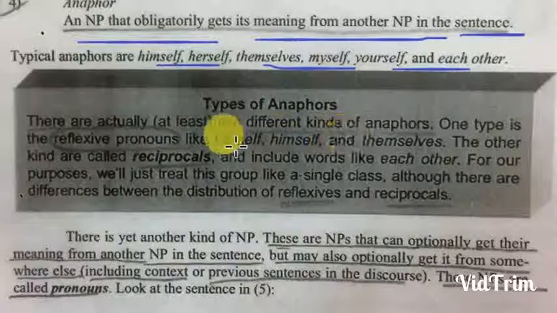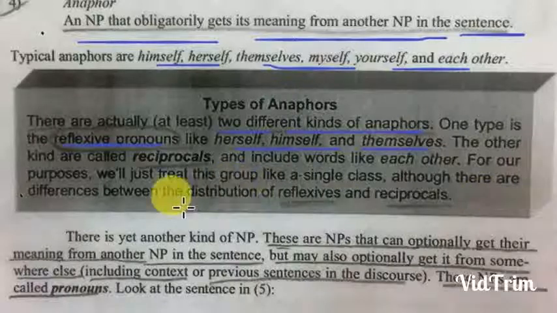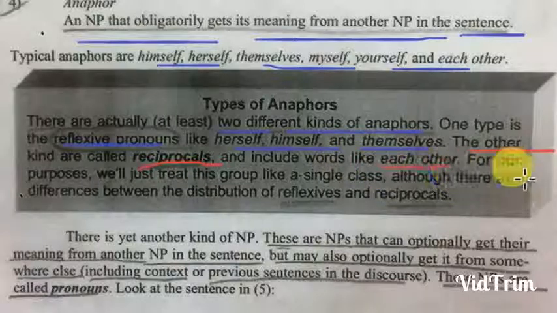So, types of anaphors. Two different kinds of anaphors. The first is reflexive pronouns, like herself, himself, and themselves. The second is reciprocals, and includes words like each other. For our purposes, we'll just treat this group like a single class, although there are differences between the distribution of reflexives and reciprocals.